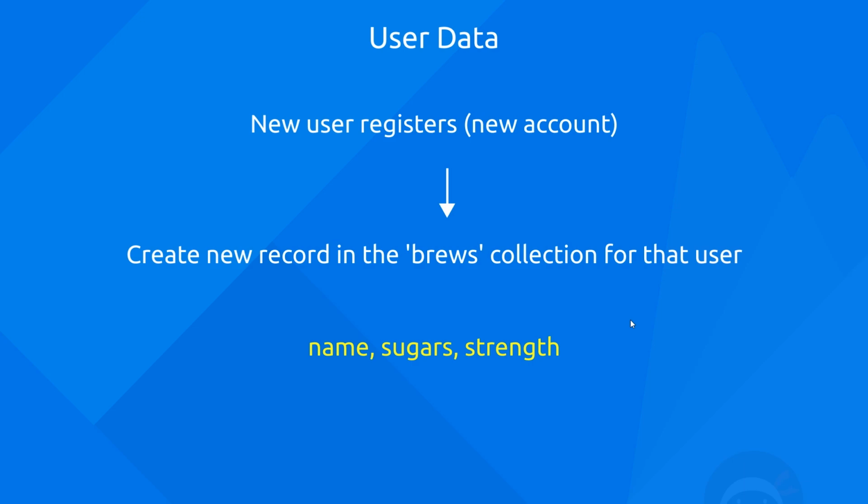Okay? So in this video, what we're going to do is, after a user signs up, we're going to take that ID from that user that is generated by Firebase and create a new document with that ID inside the brews collection for that user, and just add some dummy data to begin with for that user.